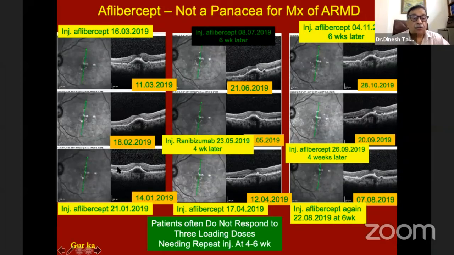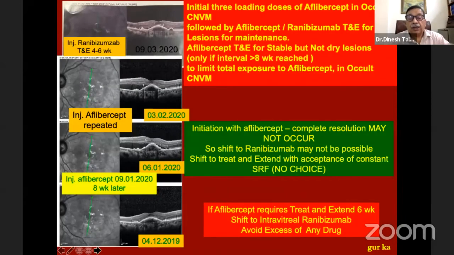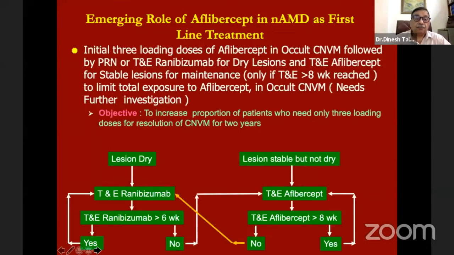ranibizumab. So this is just to show you a patient who, after the initial injections, continued to receive injections every 4 to 6 weeks, and therefore had to be maintained on it. Then we gave her a try of ranibizumab also. So if I'm needing to give aflibercept every 6 weeks or 4 weeks, I would actually prefer to try with ranibizumab again in those patients.